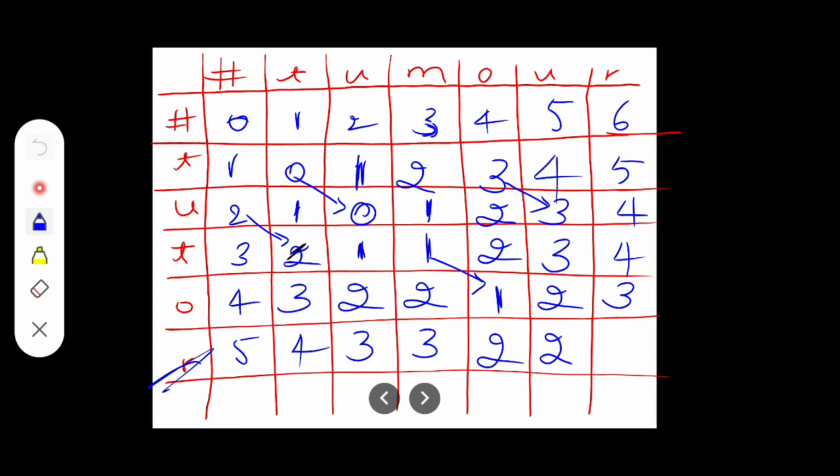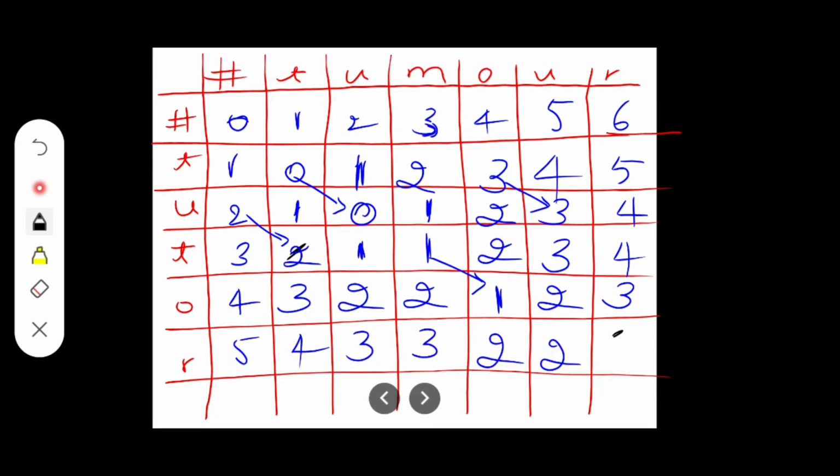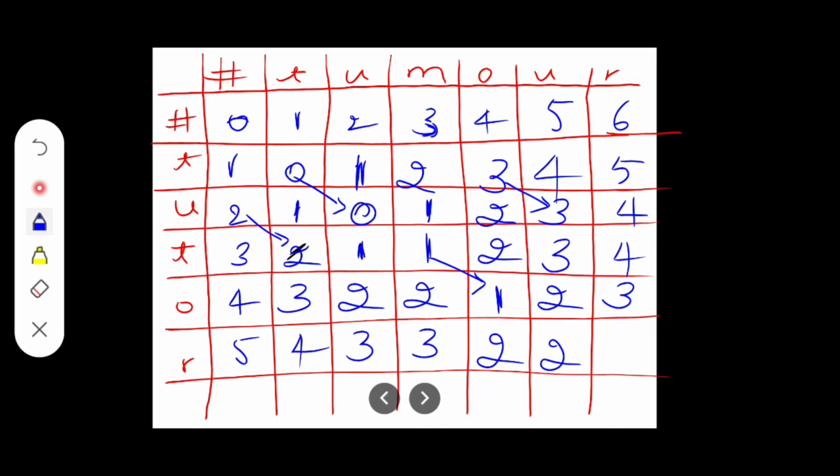Okay, compare R with R. So R and R are equal. If it is equal, what's the condition? We have to copy the diagonal element, right? I need to fill this box. So if R and R are equal, then I just want to copy the diagonal element. Which is the diagonal element that I'm having? 2. It is the diagonal element. I'll be copying this, the thing we have obtained at the end, that is 2.